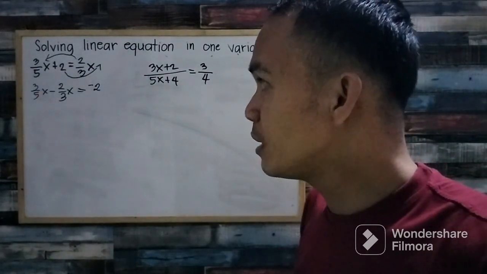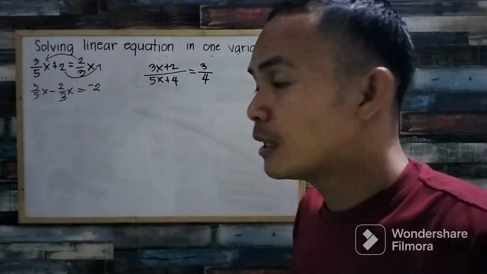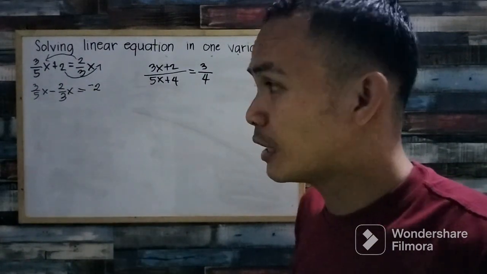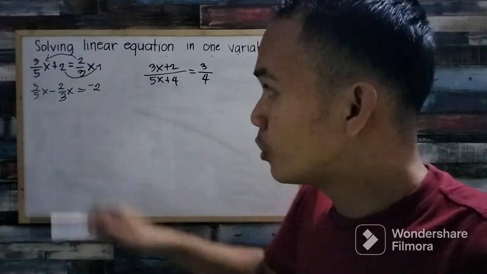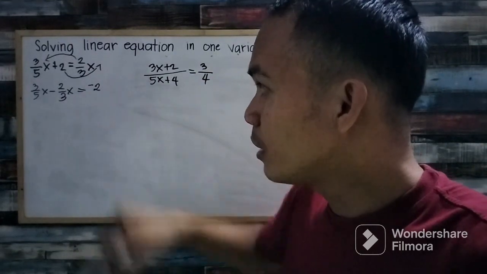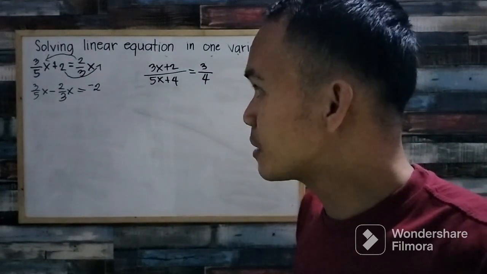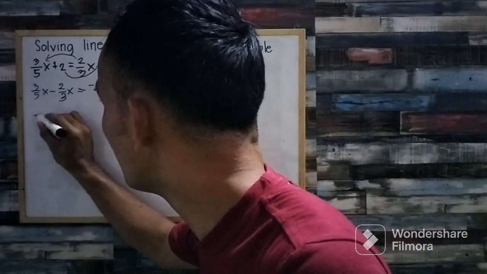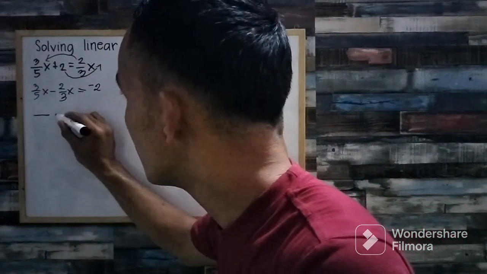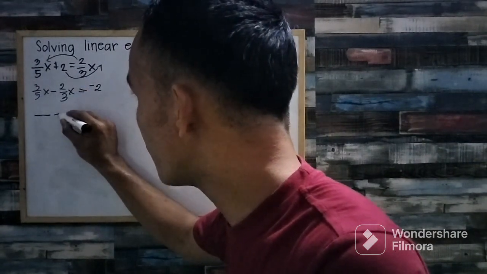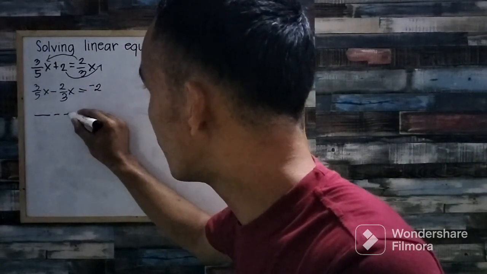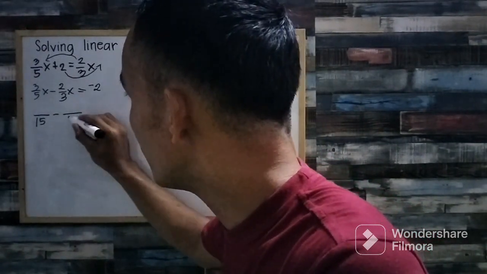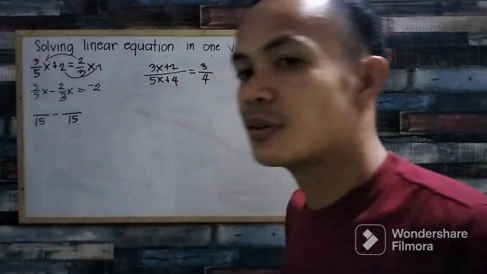Okay, how to find the LCD? Of course, kailangan natin hanapin yung least common multiple ng denominators. So, you have there 5 and 3. So, yung LCD niya is 15. Okay? So, ang gagawin natin dito, we have to make 2 fraction bars. So, since that's minus, we have to put minus there. And another fraction bar on the other side. And we have to put 15 there. And 15 there also. Alright?